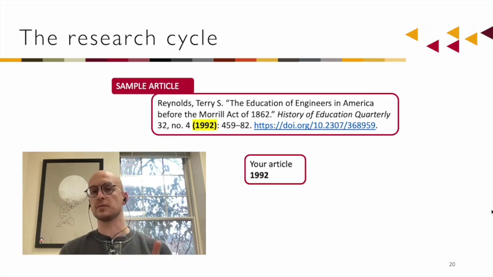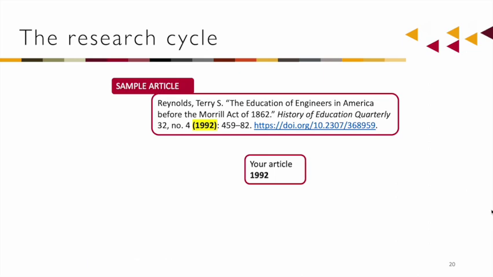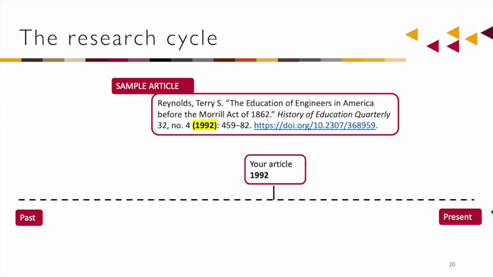So let me start with a sample article. Here's one from my field. I'm writing my dissertation on writing program administration at Iowa State, as well as higher education history. So my article is from 1992. I placed that article on a timeline. The past came before it. Obviously, a lot of things have happened after 1992.